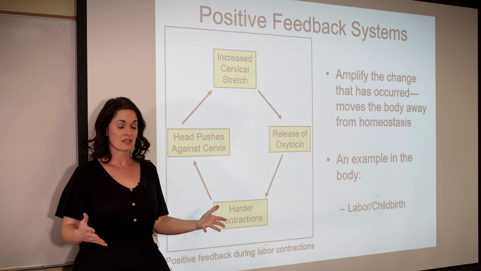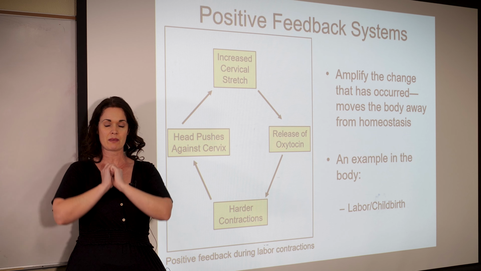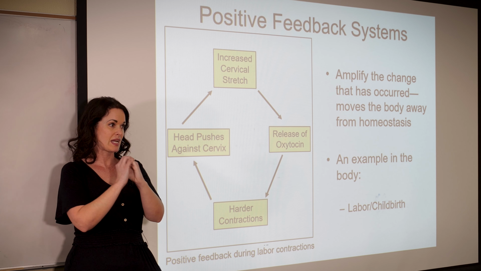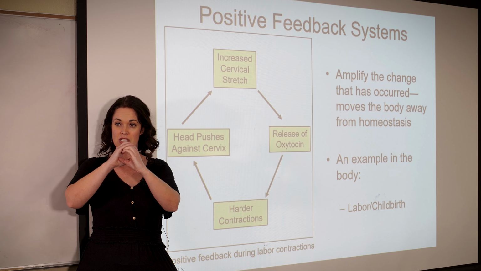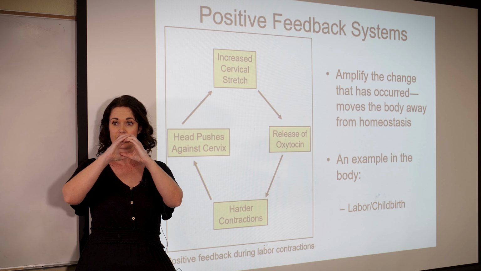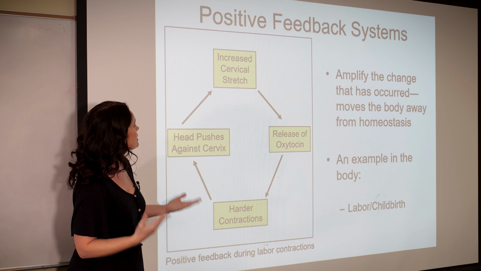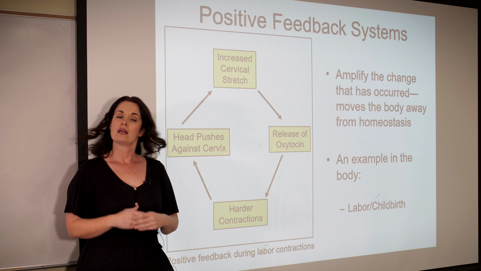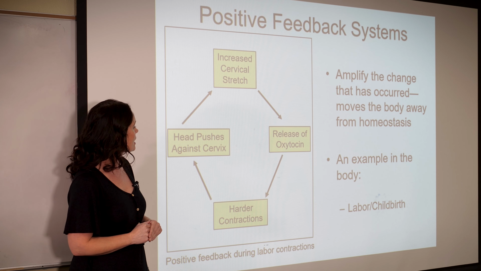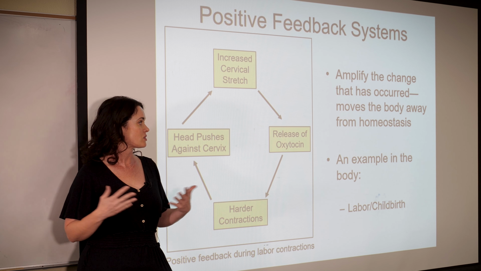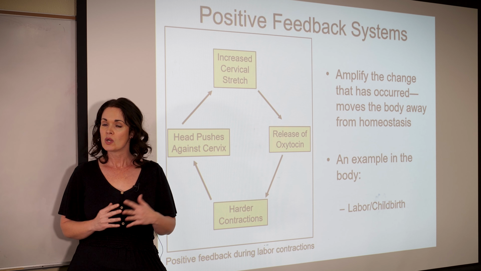The change was the cervix started to stretch. Negative feedback when that happened would have caused it to go right back down to its normal size, right? But because this is positive feedback, what happens when the cervix stretches is we now initiate a change that causes it to stretch more and causes it to stretch more and causes it to stretch more until we've got a situation where the cervix is stretched to the point that the baby can actually pass through the vagina and be born.